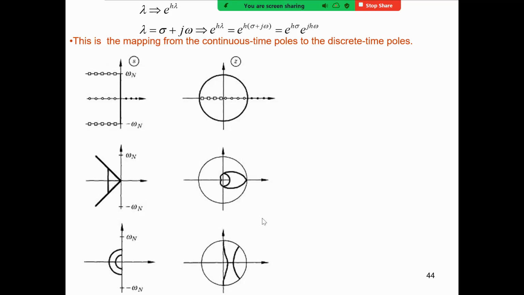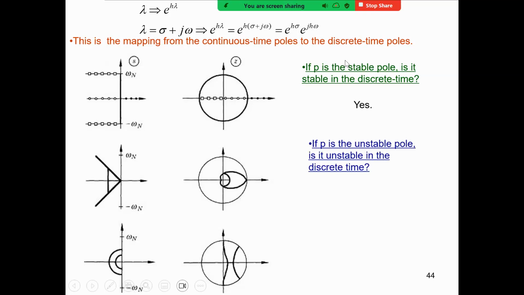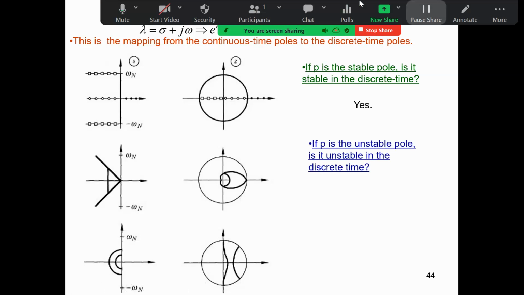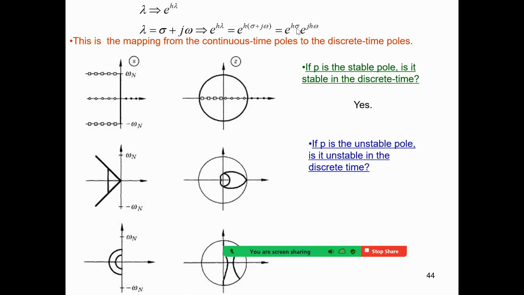But how exactly to map that is not important. The important thing is this: if P is a stable pole, is it stable in discrete time? It must be, otherwise we must have made a mistake, because physically, we know sampling alone cannot change the system stability. So of course, if it is unstable, it must be unstable in discrete time. You can easily check that. If sigma is positive, of course, e to the H sigma must be bigger than 1.